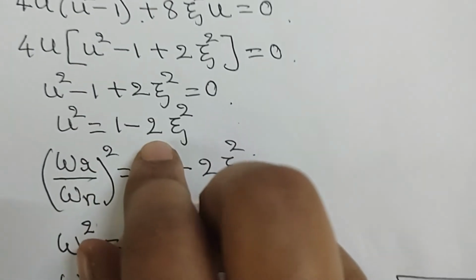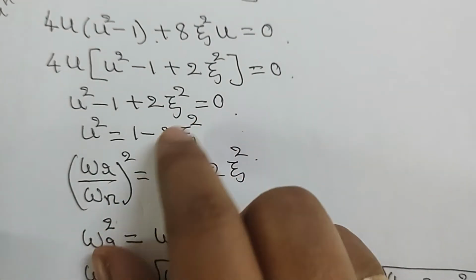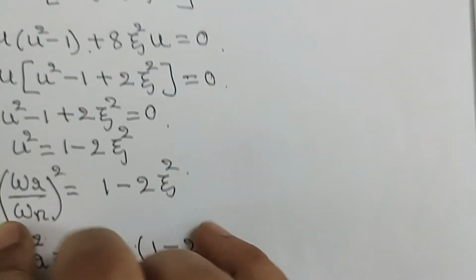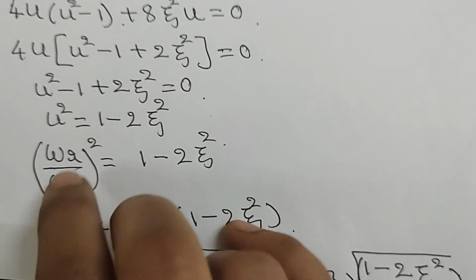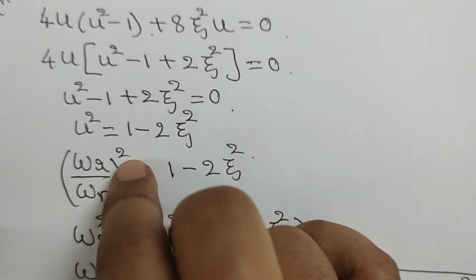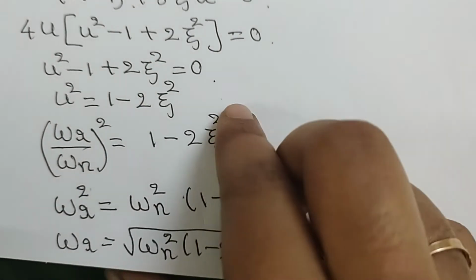U square equals to what we can write? 1 minus 2 zeta square. Now we know that u equals to what we have written? U is nothing but omega r divided by omega n. So (omega r divided by omega n) whole square equals 1 minus 2 zeta square.